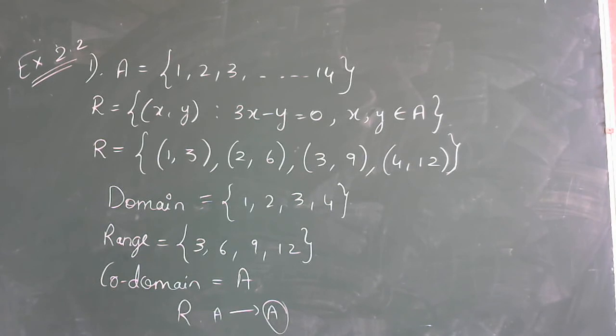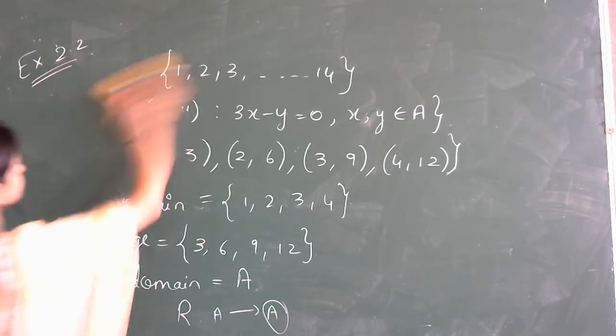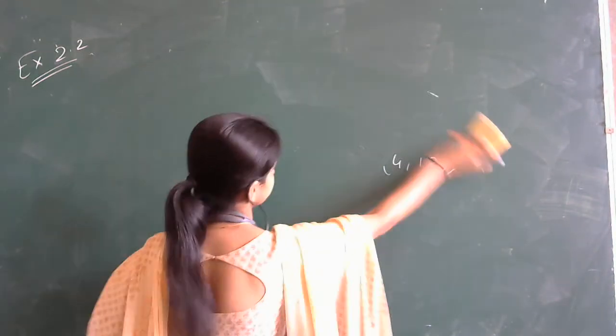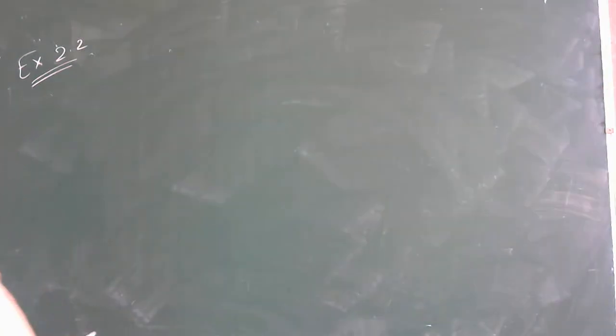Let us go for the second question. Define a relation R on the set of natural numbers by the given rule, where x is a natural number. Depict this relation using roster form. Write down the domain and range.